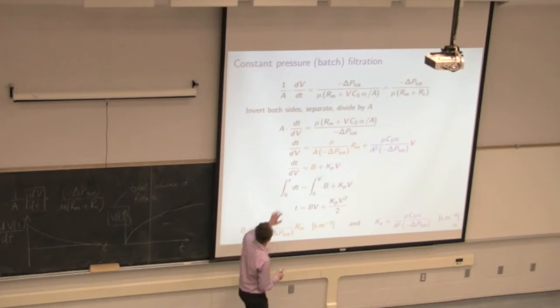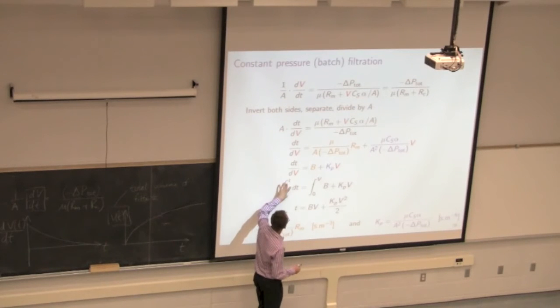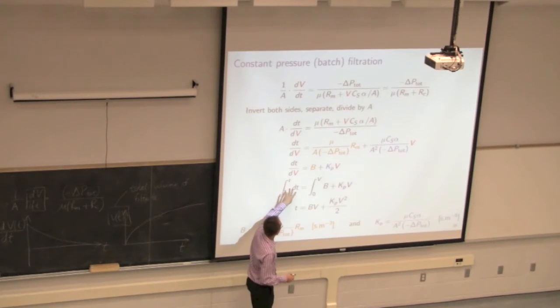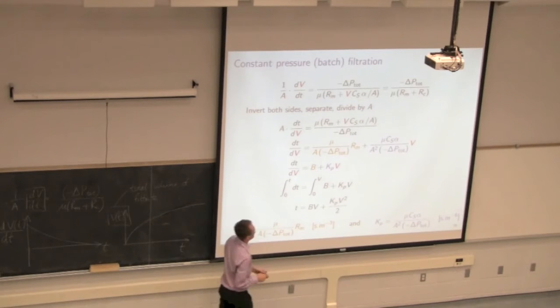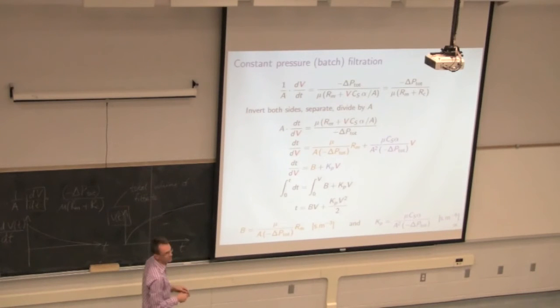So that's why we can integrate this term here on the left, the dt, because nothing else changes with time. So we don't have to bring anything over to the left-hand side. That integral can be integrated and we get time, and on the right-hand side, we integrate the things that change with volume of filtrate. After integrating that, we end up with that form. This is our starting point for the example we considered last time.